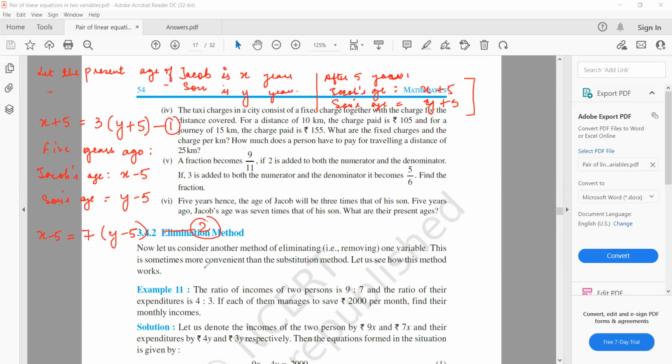So I'm coming to another method of solving linear equations in 2 variables. That is called the method of elimination. Now, how do we do it? Just a minute.